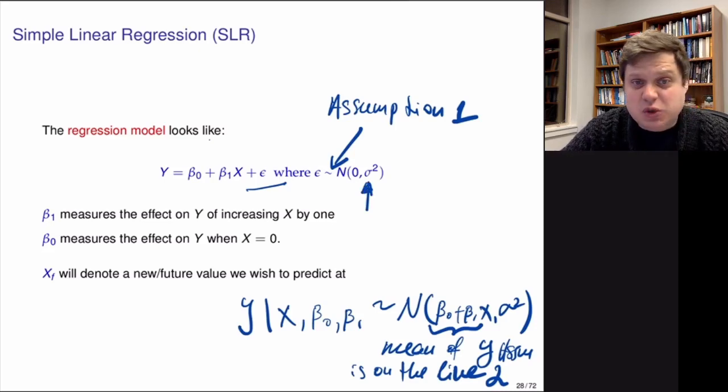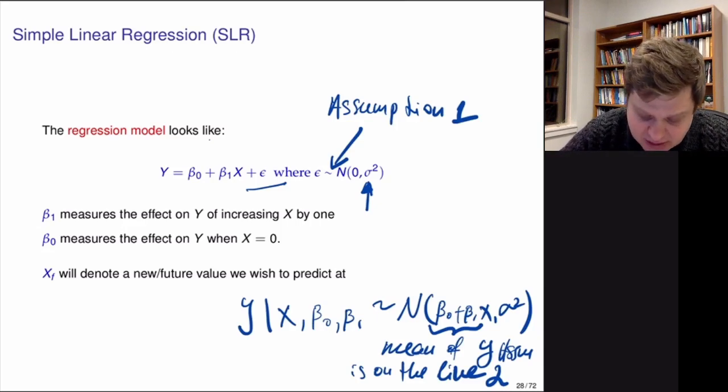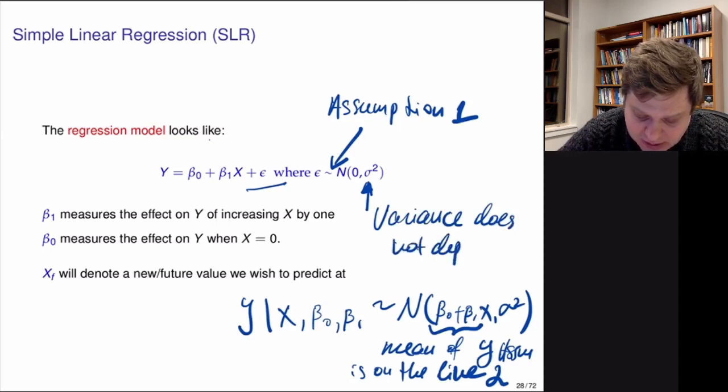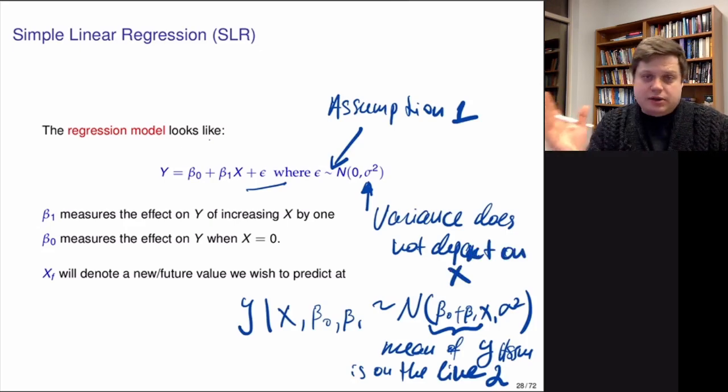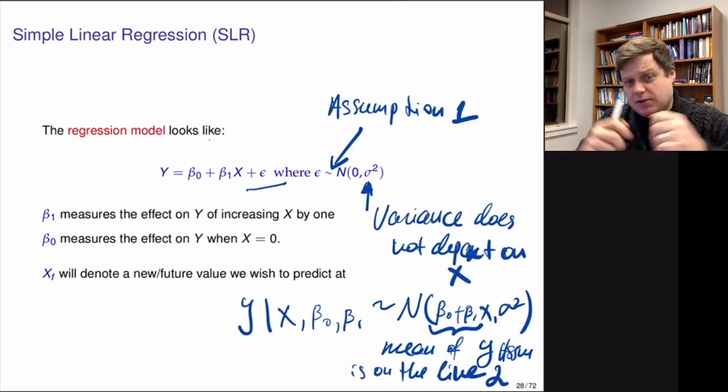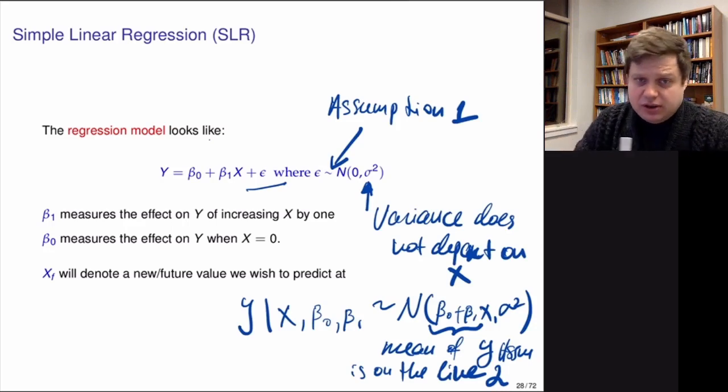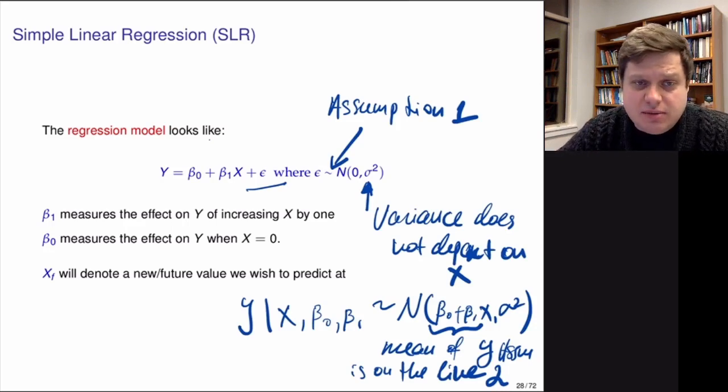So you see the sigma squared, the variance of y, does not change with x. So for every value of x, we're going to have the same sigma squared, the same variance. So meaning that the variance does not depend on x. So regardless where you are in the x space, your variances around the line, how far the points lie around the line, is going to be the same everywhere.